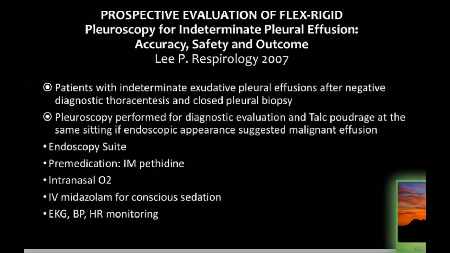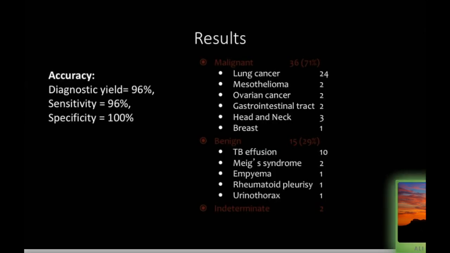She looked at patients who had negative thoracentesis and negative closed pleural biopsies, and then thoracoscopy was performed on those patients after having a high suspicion of malignancy based on the endoscopic appearance of the effusion and the pleura. All of these were done in an endoscopy suite under conscious sedation with pethidine, which is their equivalent of morphine, without intubation, with conscious sedation with Versed as well, and simple BP and EKG monitoring.